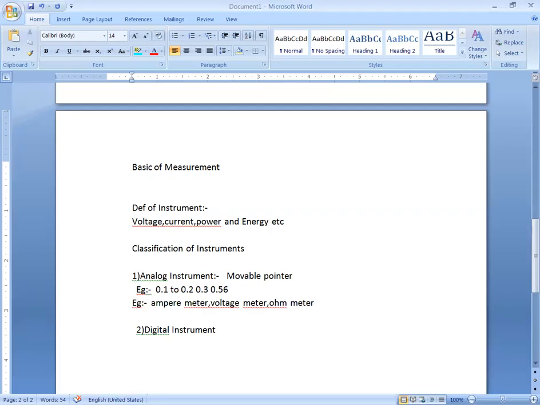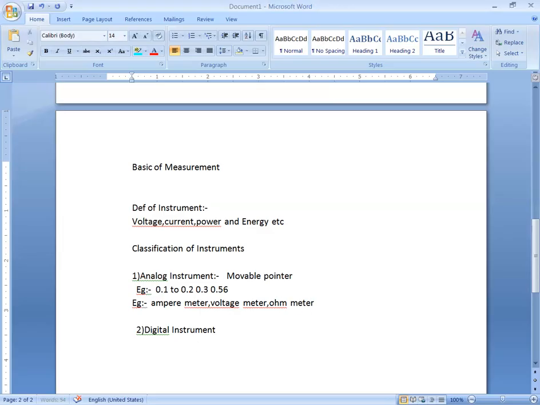What is the analog instrument? An analog instrument is a movable pointer, continuously moving with the analog signals. For example, it moves from 0.1 to 0.2, 2 to 3, 3 to 4. So this movable pointer is called an analog instrument. Examples are the ampere meter, voltage meter and ohm meter.